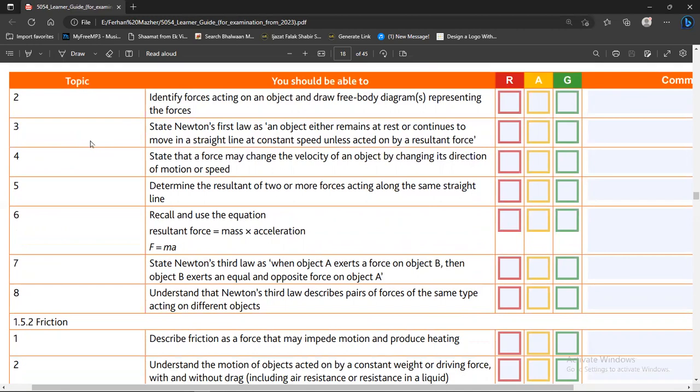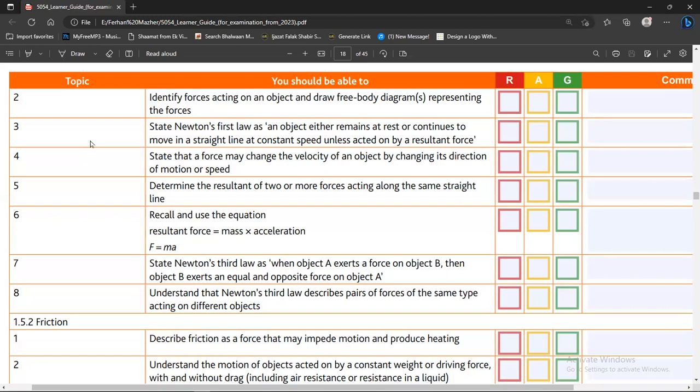State Newton's first law as an object either remains at rest or continues to move in a straight line at constant speed unless acted on by a resultant force. State that a force may change the velocity of an object by changing its direction of motion or speed. Determine the resultant of two or more forces acting along the same straight line. Recall and use the equation resultant force is equal to mass multiplied by acceleration, F equals ma.